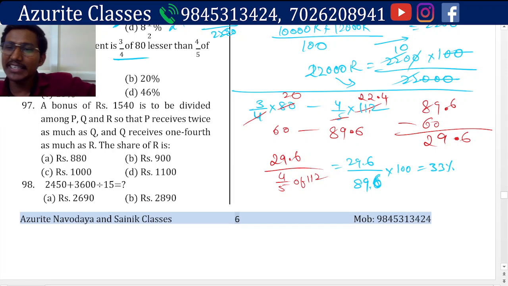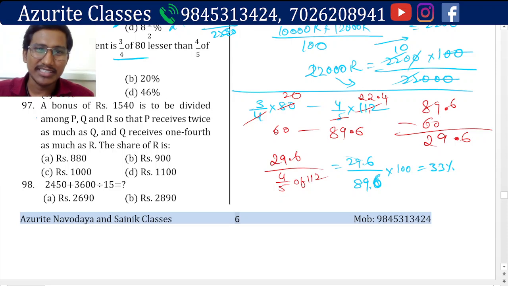That is 90 and this is 30. 90 and 30, if you take, that is a third, right? So 33% it will come. So that is why there is no exact answer. Take it as grace.